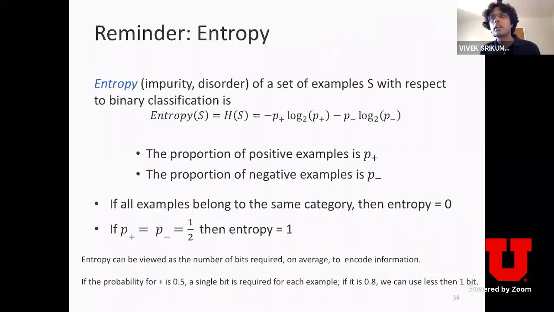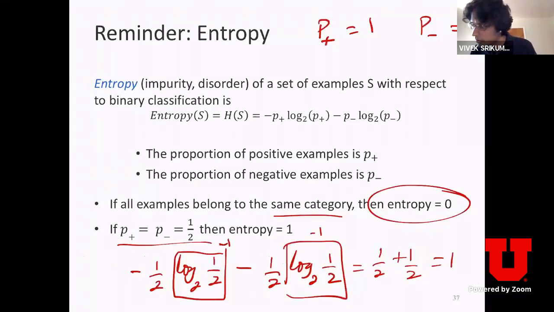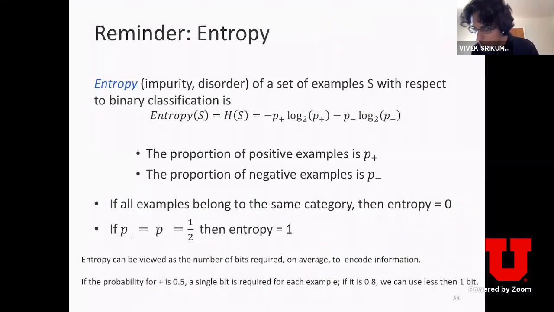To handle the case with log 0, you take the limits basically. The way to interpret entropy is how many bits of information are required on average to encode information, in this case about the label. When the probability of plus is a half, then 1 bit of information is needed on average. If the probability is more, then on average we need to send less information because more often the label is going to be plus.